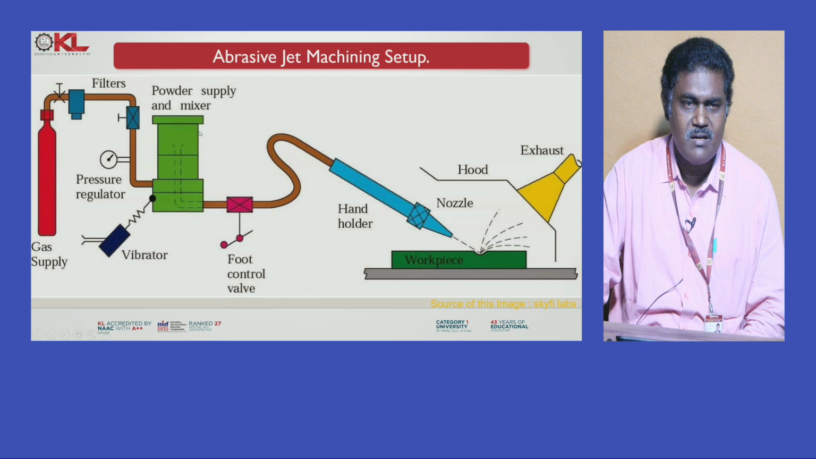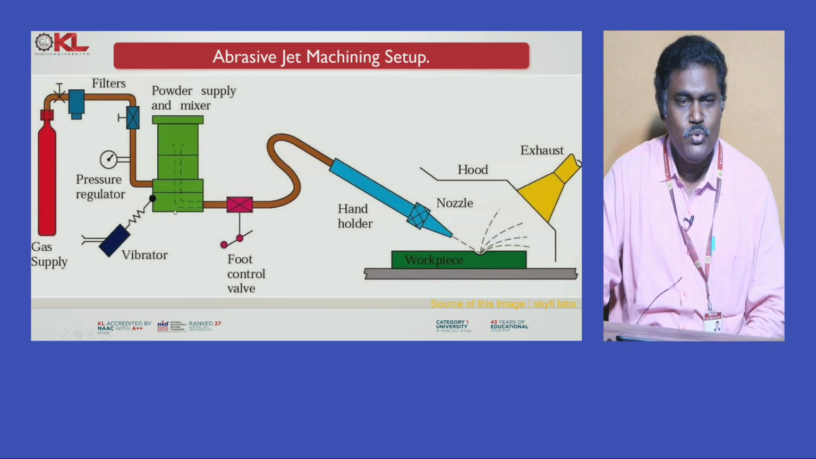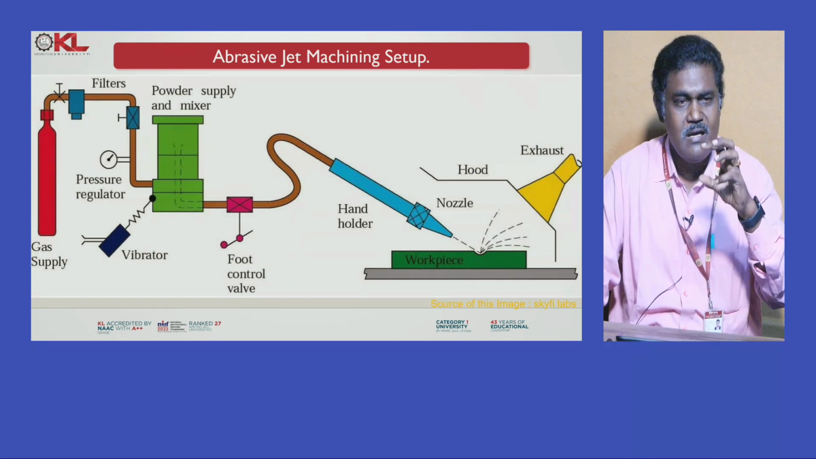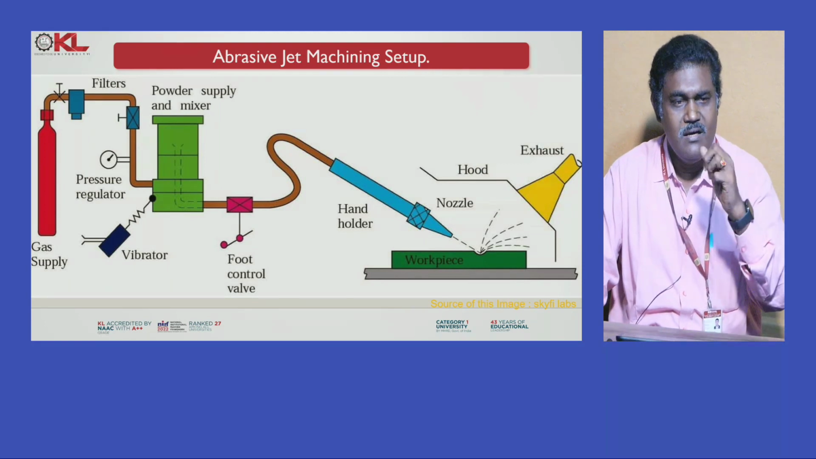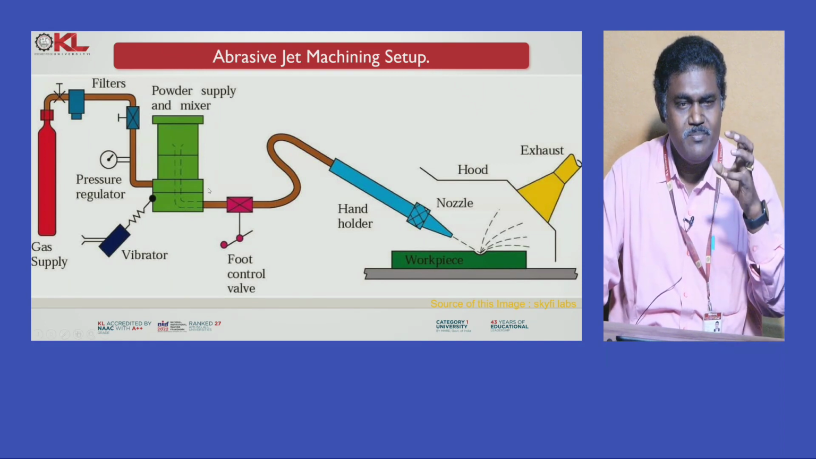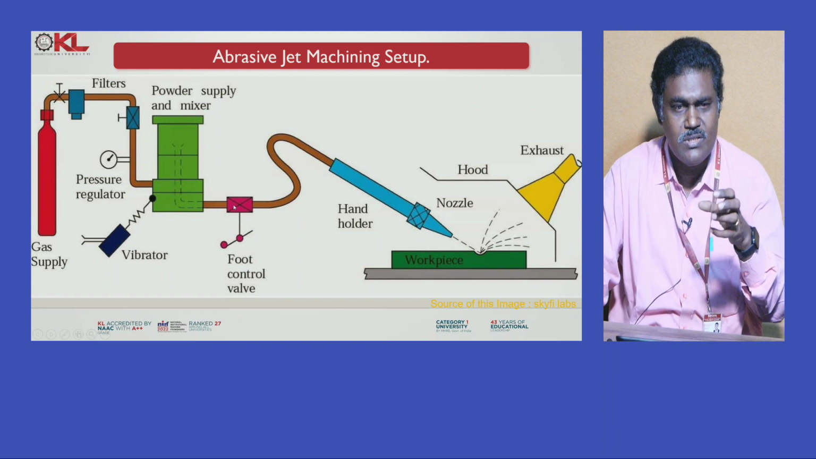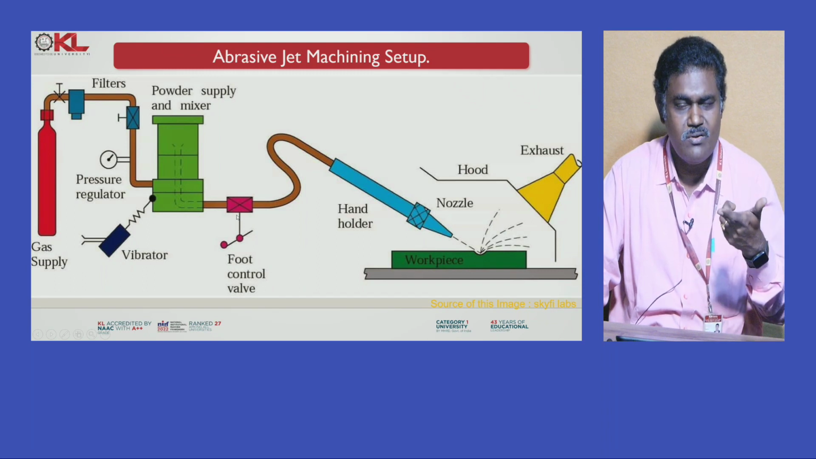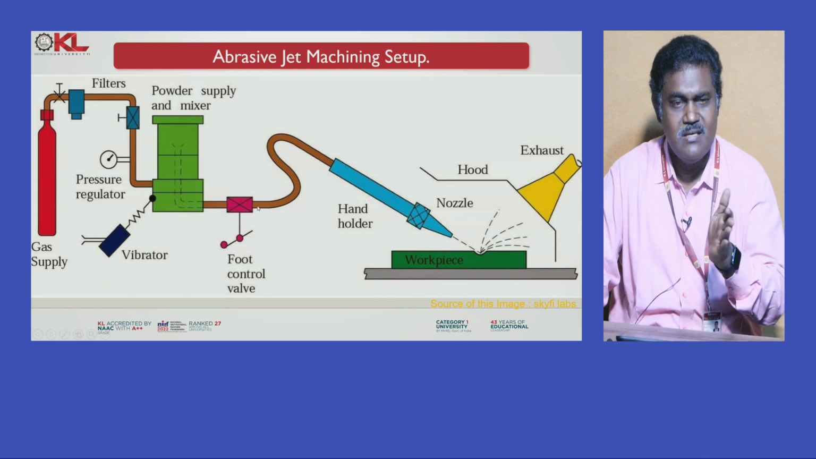This is the chamber where the powder is mixed with the gas. At the bottom we are providing a vibrator to evenly mix the abrasive particles with the gas, and that high pressure mixture will enter through this pipeline. Here you can operate this valve with your foot, that is a foot control valve, and with it you can operate this abrasive jet.